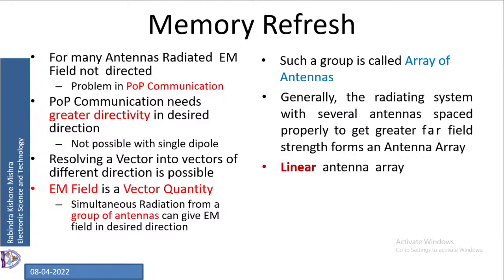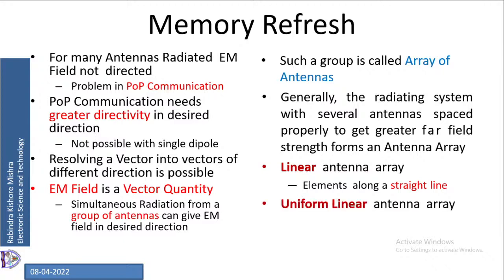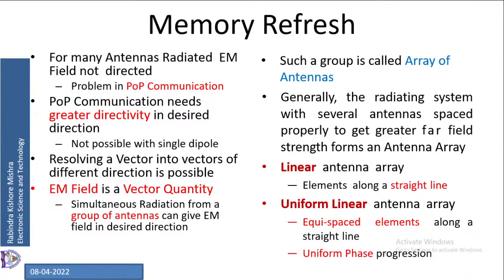Now we will come to the linear antenna array. What is a linear antenna array? The antenna elements in the array, there are more than one element, are along a straight line. A uniform linear antenna array means these elements are equispaced. The spacing between two adjacent elements is the same and they are along a straight line. Then the electrical phase between two adjacent elements is constant.